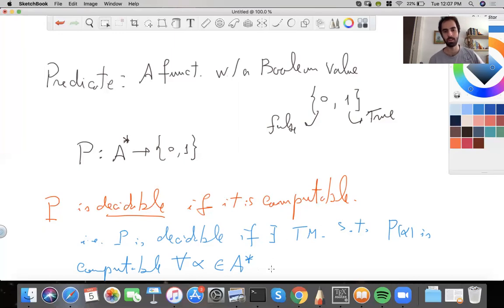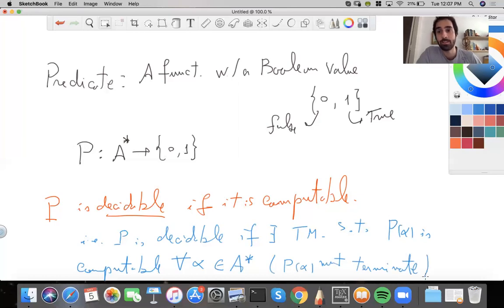Of course, in order to be decidable, P of alpha must terminate. So it has to stop at some point, right? The Turing machine that computes P of alpha has to terminate in order for P to be decidable. So you can already see that we're going towards speaking about this famous halting problem, which is Turing's version of Gödel's theorem.